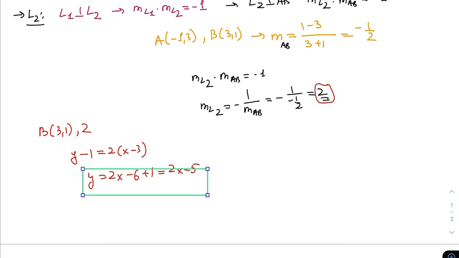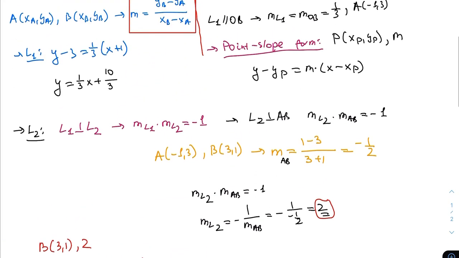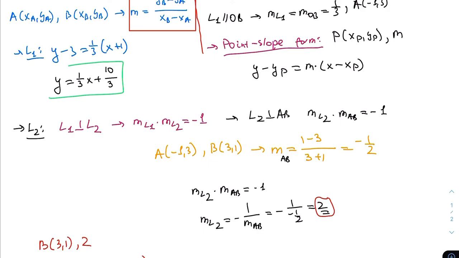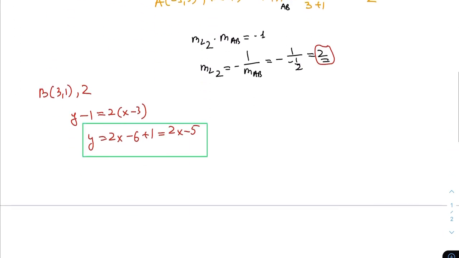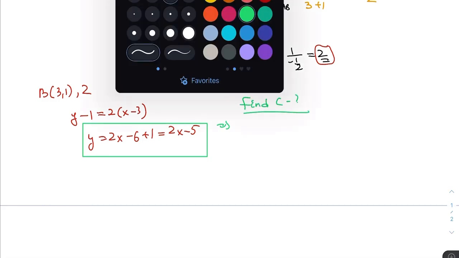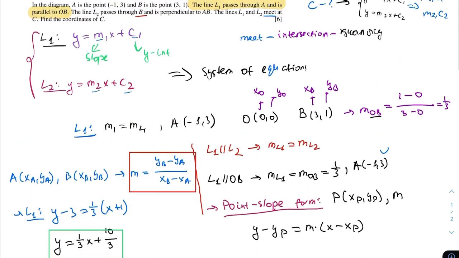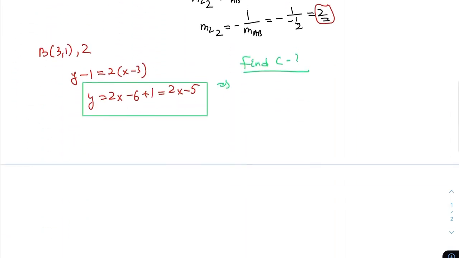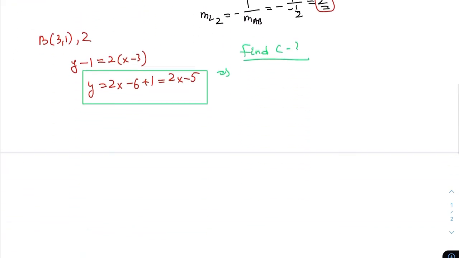So let's use them and find the coordinates of C. Okay, this is the first equation. This is the second equation. The last task is to find C. So in order to find C, I'm repeating it again, we need to solve the system. The first equation was y is equal to 1 third x plus 10 over 3. The second was just y equals 2x minus 5.